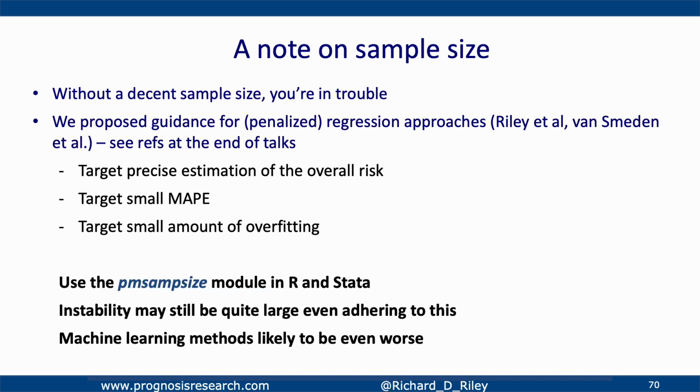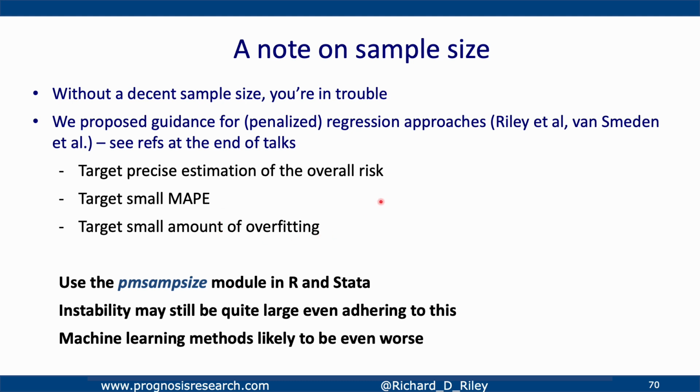So how do we get stable models? Well, like I've said, we need a decent sample size. How do we get decent sample sizes? Well, clearly we need to recruit as many individuals to our studies as possible. But what are the minimum that we might think about? Well, we propose guidance for regression or penalised regression approaches, references at the end of these slides. And these sample size approaches target precise estimation of the overall risk. So let's make sure at least we can estimate the average risk precisely. They target a small mean absolute prediction error, and they target a small amount of overfitting.